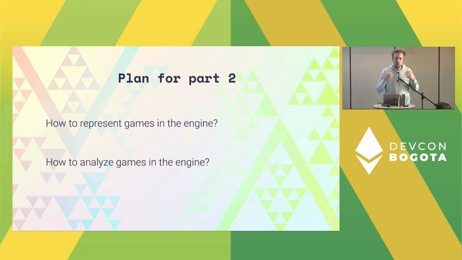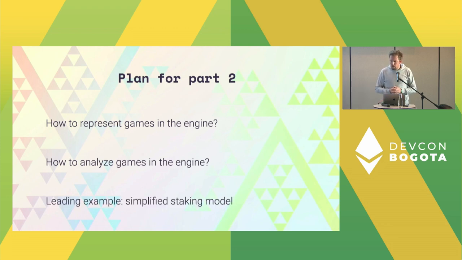The reason is, in order to make sense of the analysis, you obviously have to have a deep understanding of the model. This is, given the time constraints, not really feasible. But I still will give you an intuition of how it actually works and what it looks like. Okay, and a leading example that we will converge to is basically a staking protocol. It's a simplified model that illustrates these two components of compositionality and also the kind of analysis you want to run in this system.